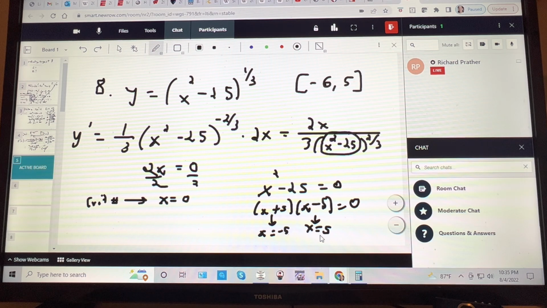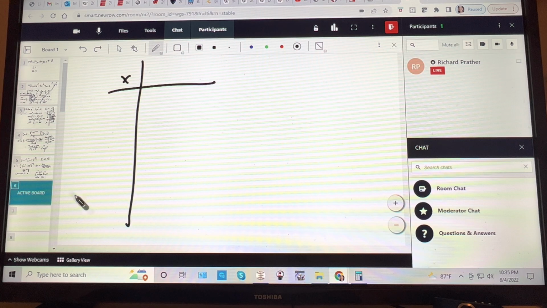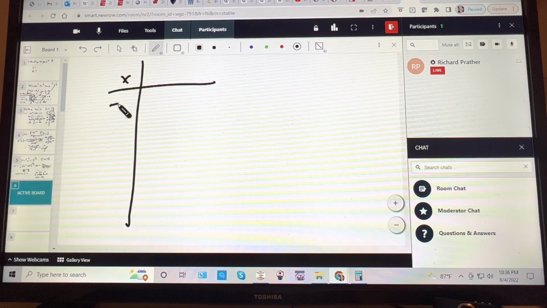So if they would have extended this out past 5, then I would have had to check 5 numbers. The 2 endpoints and the 3 critical numbers. Here the 1 critical number is the same as the endpoint, because they could arbitrarily start and stop this wherever they want. So we need to, I'm out of room here, let's make a list of my possible x's, which would be -6, -5, 0, and 5.